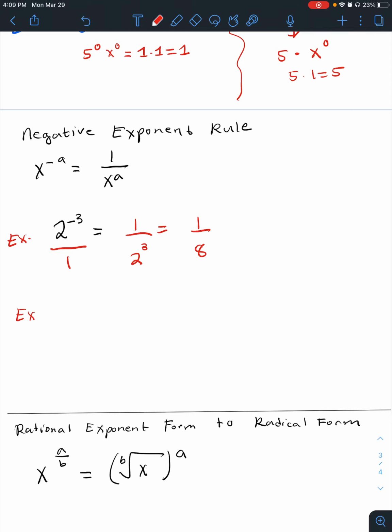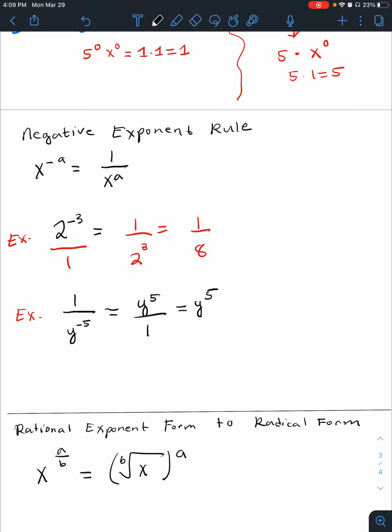Another example where this can be used is having it the other way. So let's use a variable. In this case, the negative exponent happens to be in the denominator. So if we do the reciprocal, it becomes positive and it's over 1. But anything divided by 1 is just going to be itself. So we get y to the fifth.